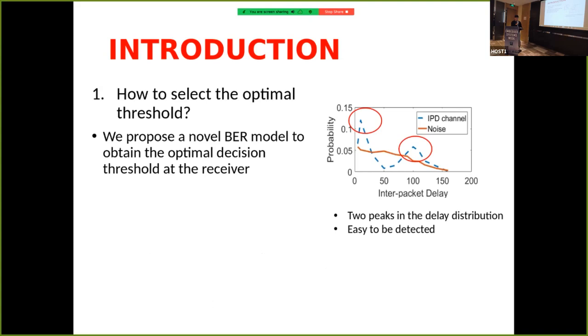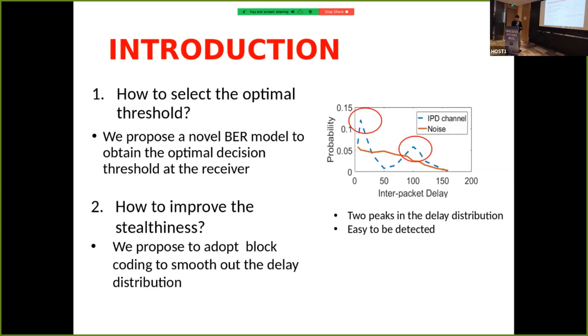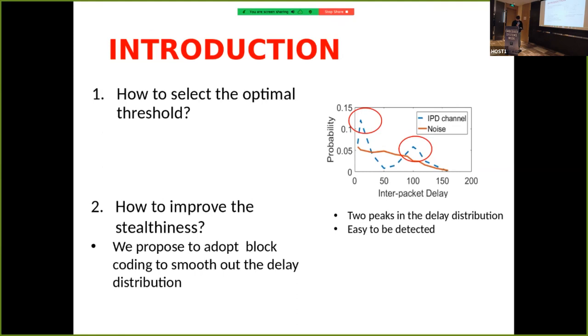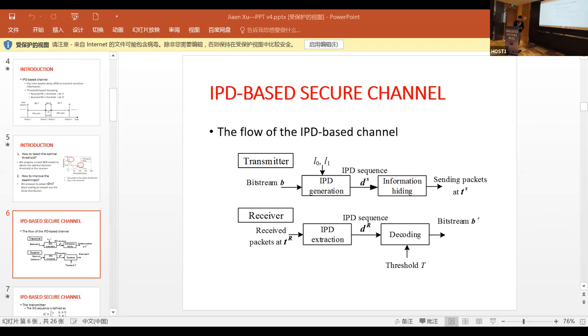So the second problem is how to improve the stealthiness of the IPD-based channel to make it look like noise. And we adopt NBMT code to smooth out the delay distribution. Here we show the flow chart of the transmitter and the receiver respectively in the IPD-based channel.